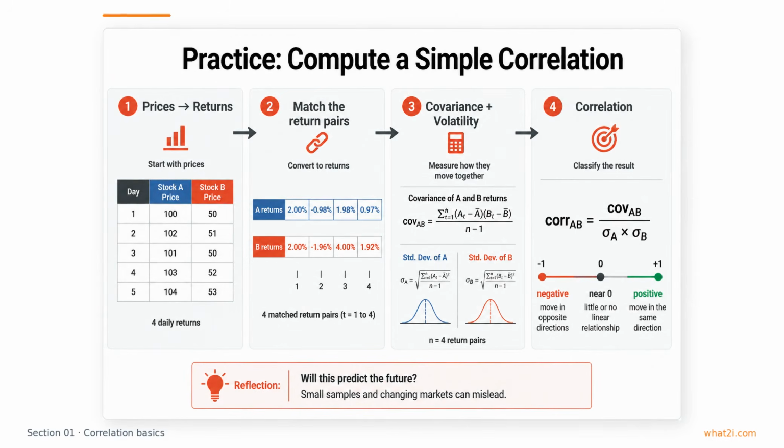This practice exercise pulls the pieces together by asking you to compute correlation from a very small price sample. The first step is to convert the 5 daily prices for each stock into 4 daily returns, because returns are what we compare. From there, you match the return pairs by date and calculate their covariance. Then you compute each stock's standard deviation and divide the covariance by those two volatility measures.